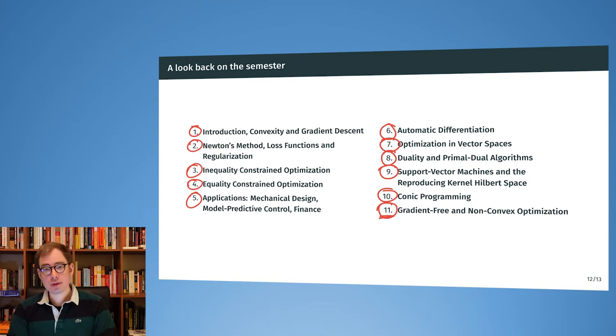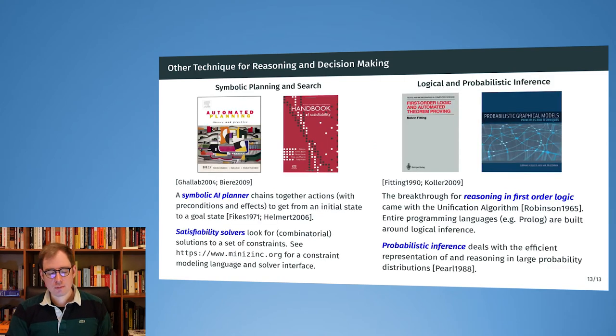Okay, so this was what we saw in this semester, but this is not all. Optimization in general is a big subject, and convex optimization is not the only thing there is. Now let's broaden the scope even more. Other techniques that can be used for decision making, and here two examples that we look at are symbolic planning and search, and the other is inference, so logical and also probabilistic inference.